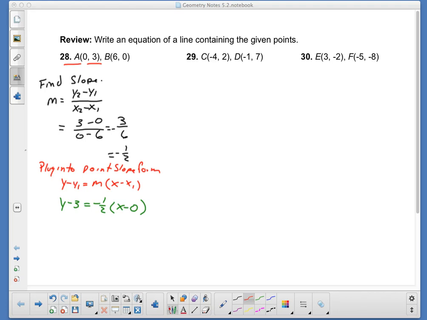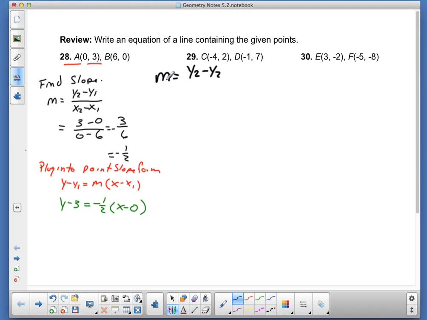So now, first thing, when you're given 2 points and you're supposed to write an equation of a line through them, you first must find slope. Slope is the change in y over the change in x. Excuse me, it should be y sub 2 minus y sub 1 over x sub 2 minus x sub 1.